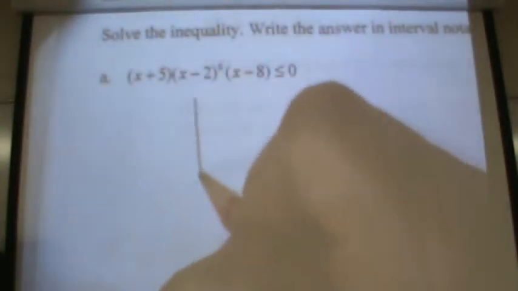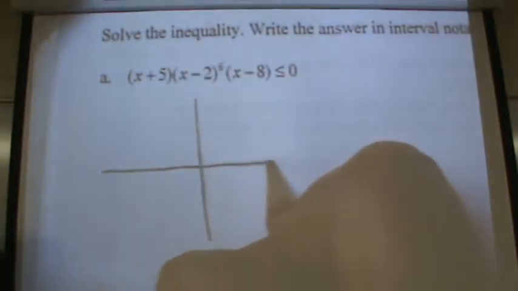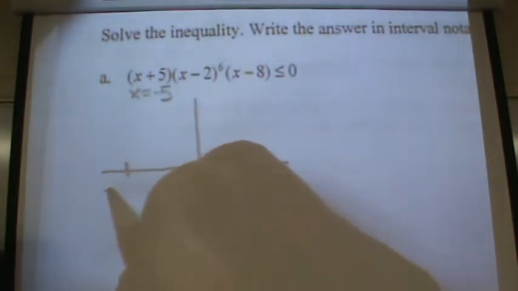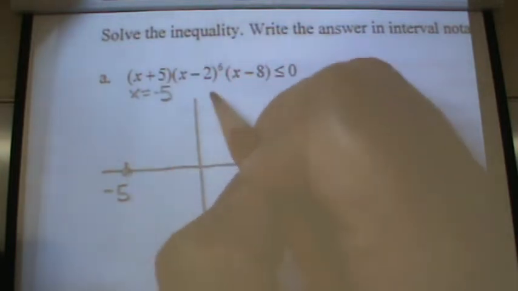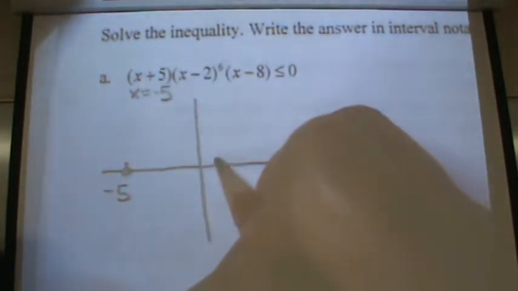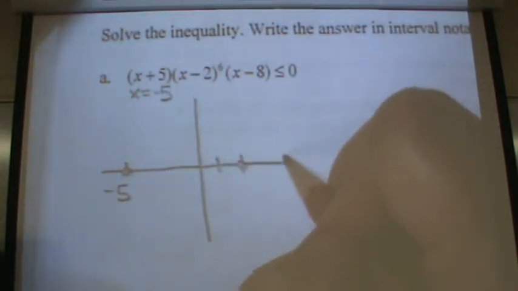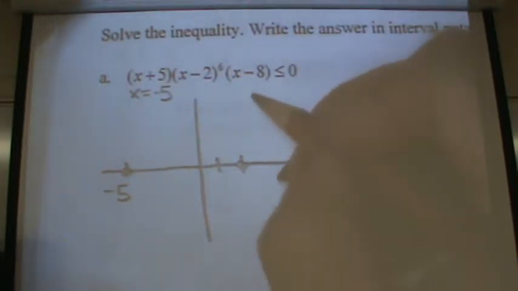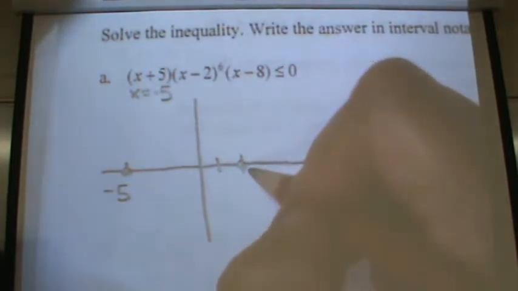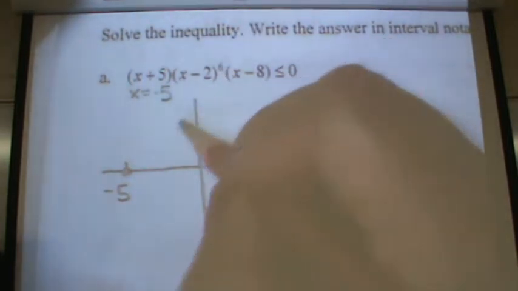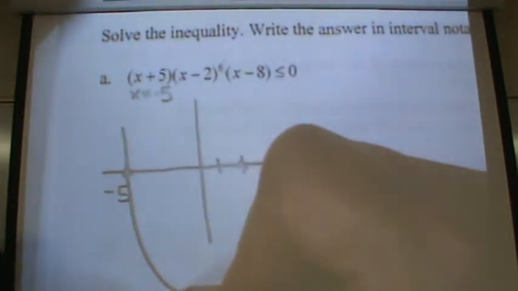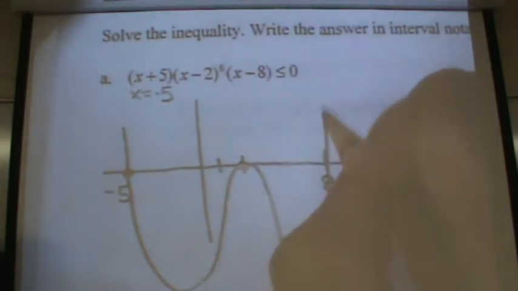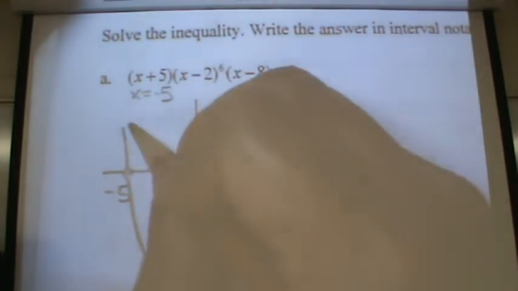What are your zeros? Your zeros are -5, I remember. What's this zero right here? 2, and the other zero is 8. But do you remember what it did at this zero? Because this is even, remember the multiplicity? Yeah, it bounces and touches. So this is what it looks like.